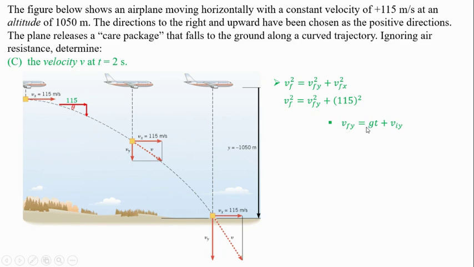Vfy is g t plus Viy. Well, Viy is 0 if I start back at 0 seconds, and therefore g is negative 9.8. Time here is 2 seconds, from 0 to 2 seconds. So therefore my Vfy is simply negative 19.6, which makes sense because it's falling downward. That tells me that this arrow here that I'm tracing back and forth at 2 seconds is negative 19.6.